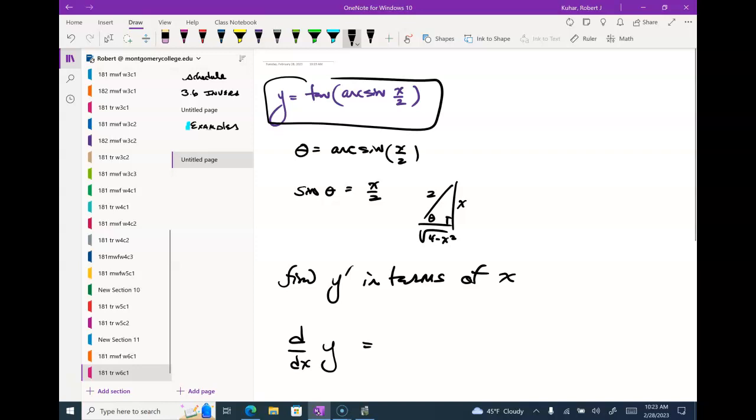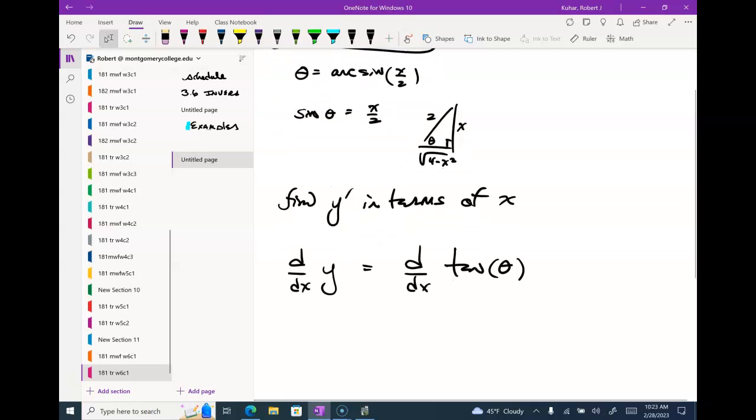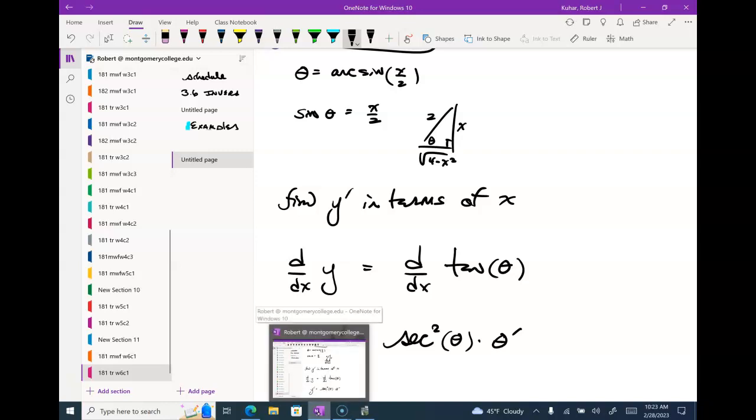So we're going to do d/dx of y, which is d/dx of tangent of theta. I don't feel like writing arcsine of x over 2. I know what theta is. It's arcsine of x over 2. So what do I get on the left? Nice, y prime. On the right, derivative of tangent is secant squared theta, keep the cat in the box, times theta prime. Theta prime is the derivative of arcsine of x over 2. And what's our process for an arcsine of x over 2? Find u prime, find u squared, plug and chug.